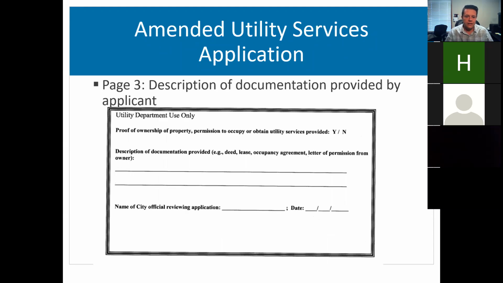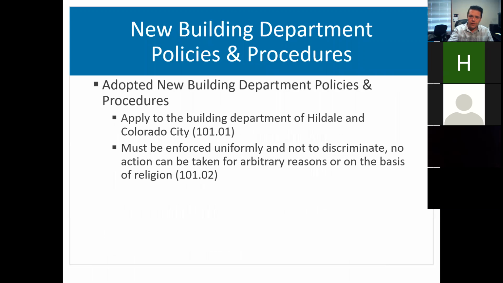And here is the part of the form that the utility department fills out on every application to note, was that proof provided? What was it? And then fill out the name and date of when that utility department employee filled that out. So we have documentation, or ideally have documentation in every customer file that that's taken place.